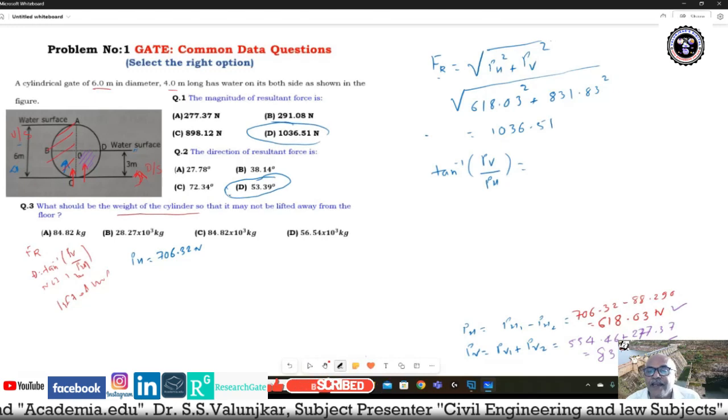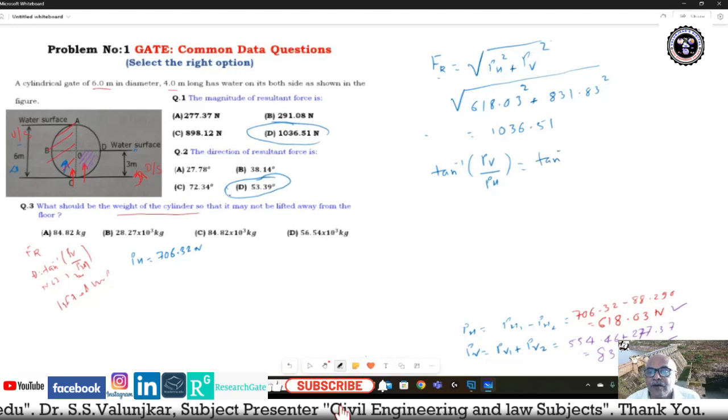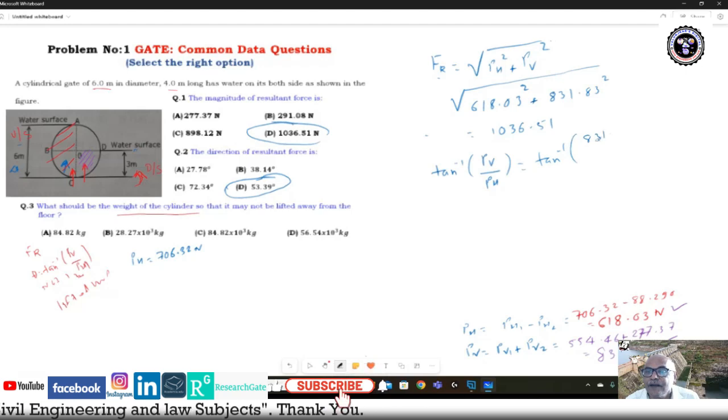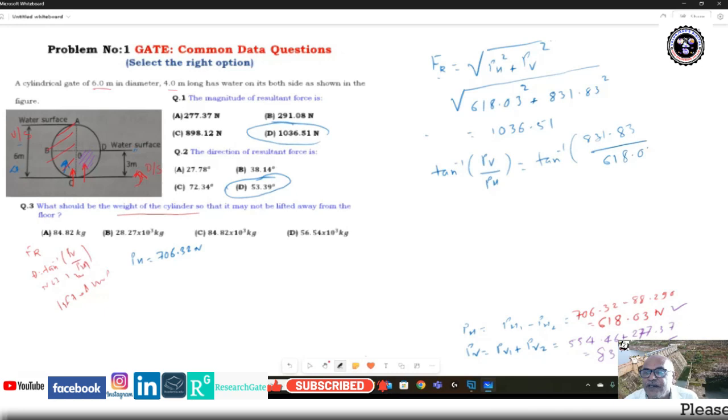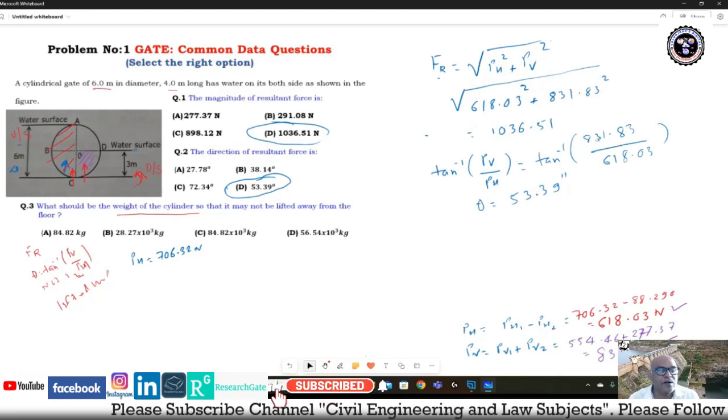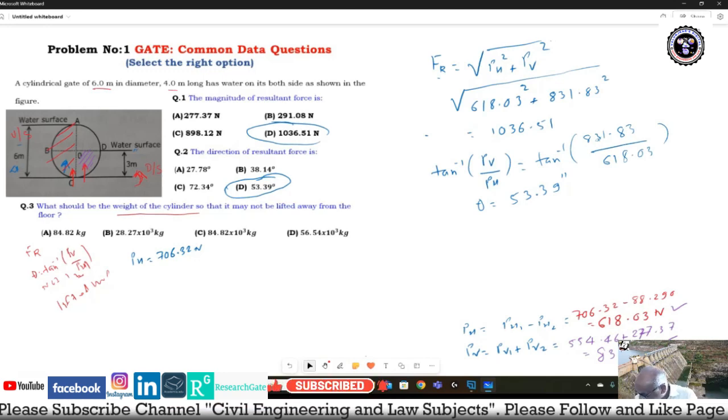So it is tan inverse of 831.83 upon 618.03, which is equal to theta, equal to 53.39 minutes. Okay, and lastly, what should be the weight?